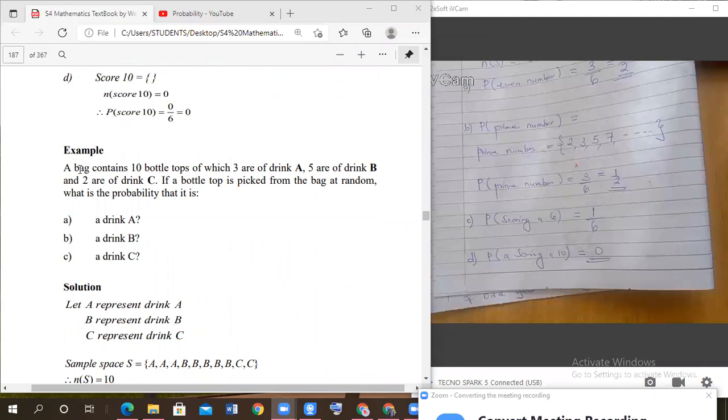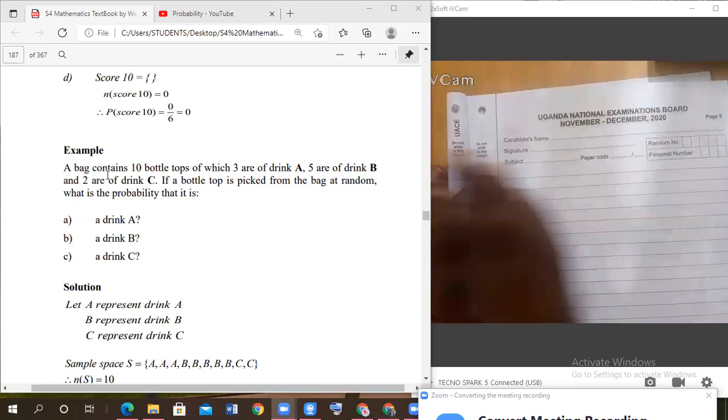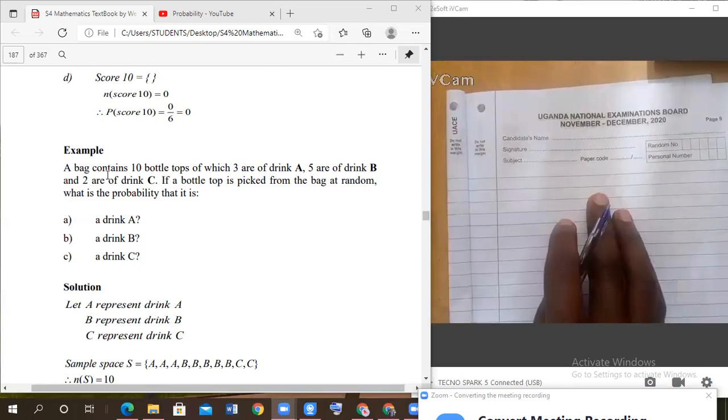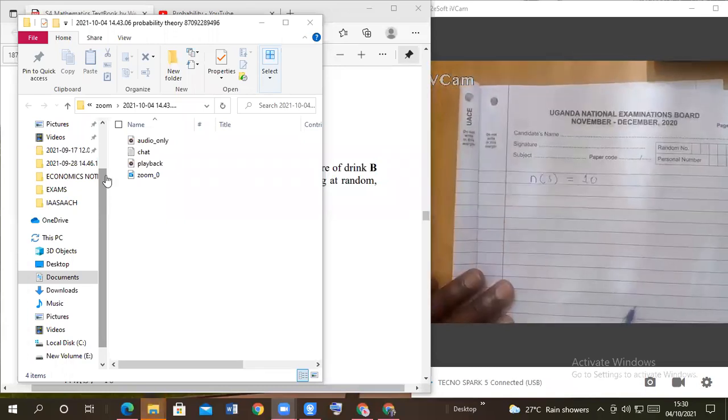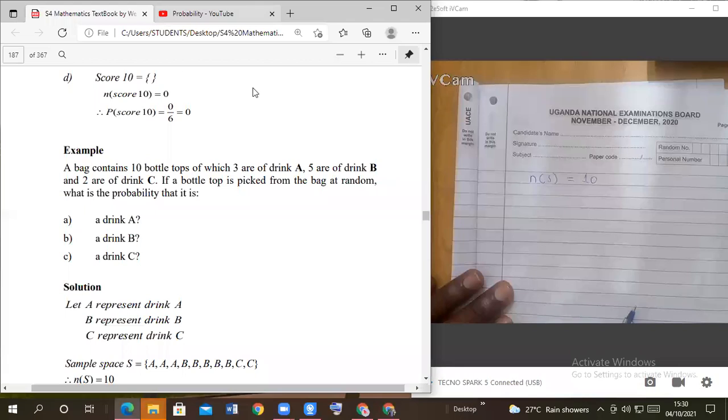Okay, let's look at this question here. They're saying a bag contains 10 bottle tops, of which 3 are of drink A, 5 are of drink B and 2 are of drink C. So what is our sample space there, members? Our sample space is 10.